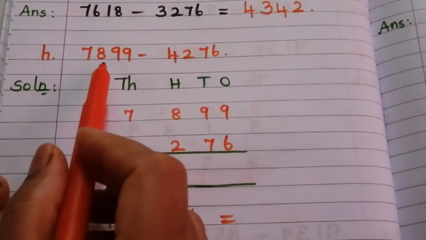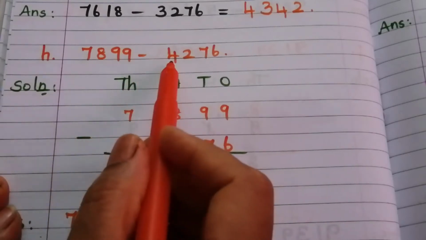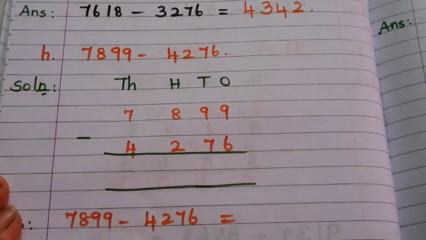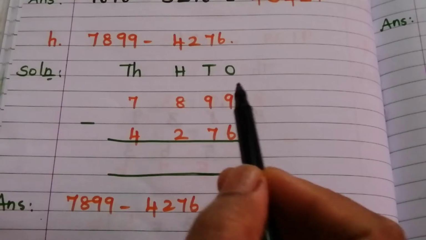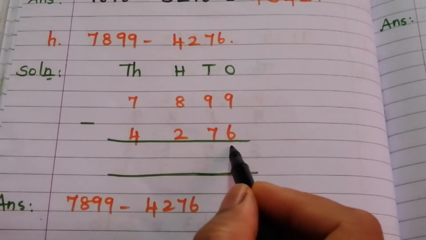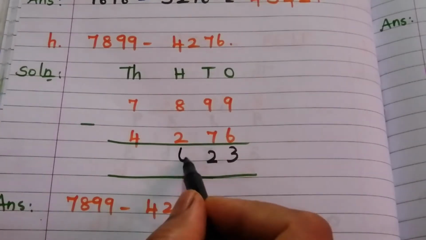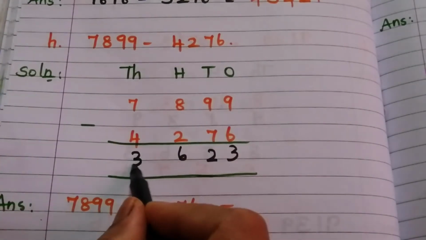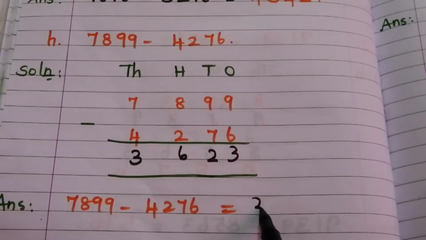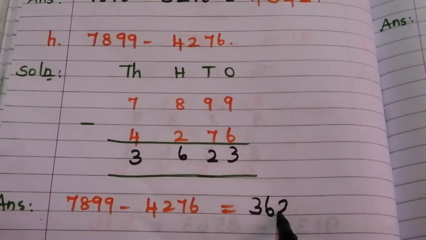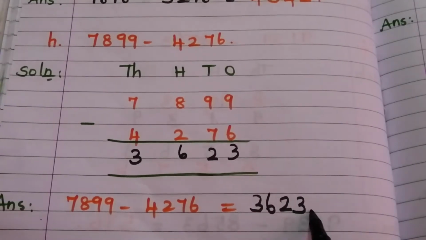H. 7899 minus 4276. Start from ones place. 9 minus 6 is 3. 9 minus 7 is 2. 8 minus 2 is 6. 7 minus 4 is 3. So the answer is 3623.